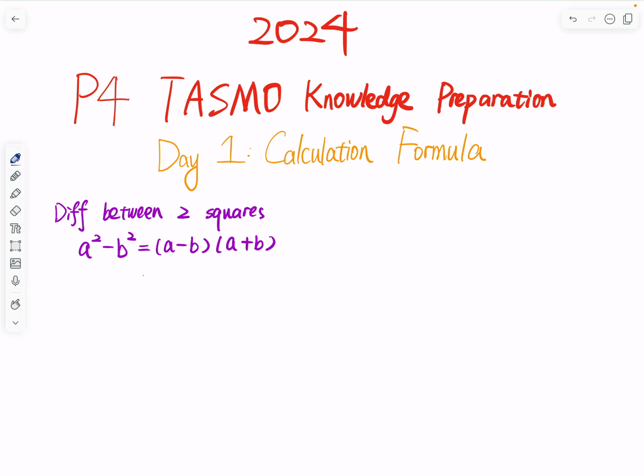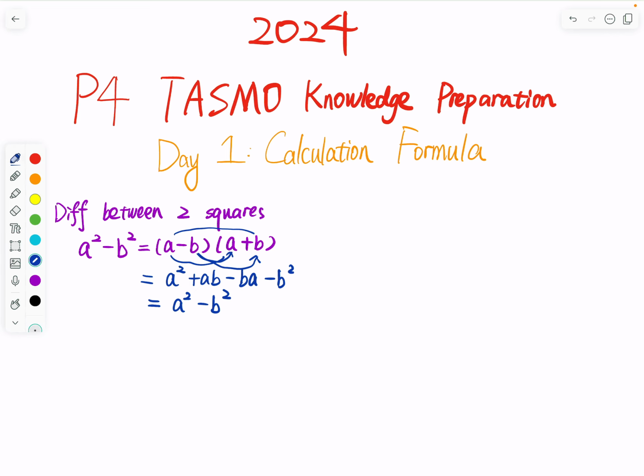Because once you open the bracket, a times a is a squared, a times b is plus ab, then minus ba, then minus b squared. Of course, this should be a squared minus b squared. But you may not be so familiar with how to multiply two unknown letters in two brackets, so I will use another way to prove that. It's about geometry. We can use geometry to prove that.